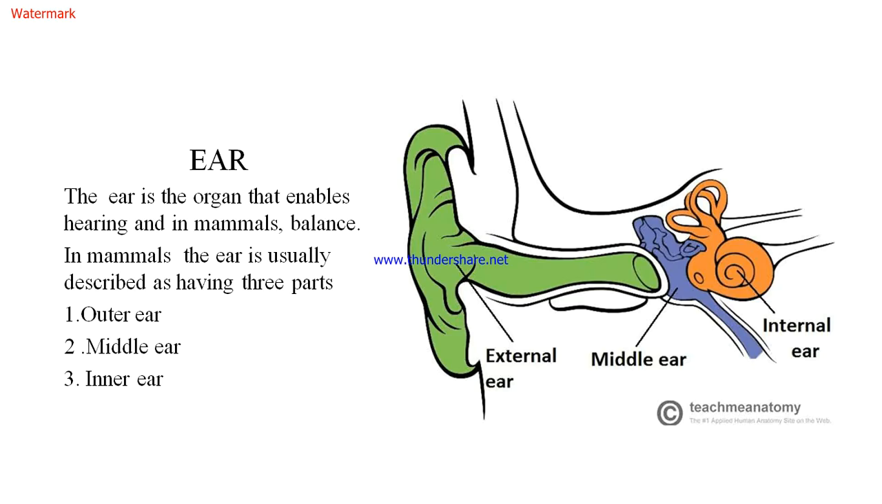In mammals, the ear is usually described as having three parts: the outer ear, middle ear, and internal ear. The outer ear is seen in the green color. This is the outer ear. This blue is the middle ear, and the orange color is the internal ear.